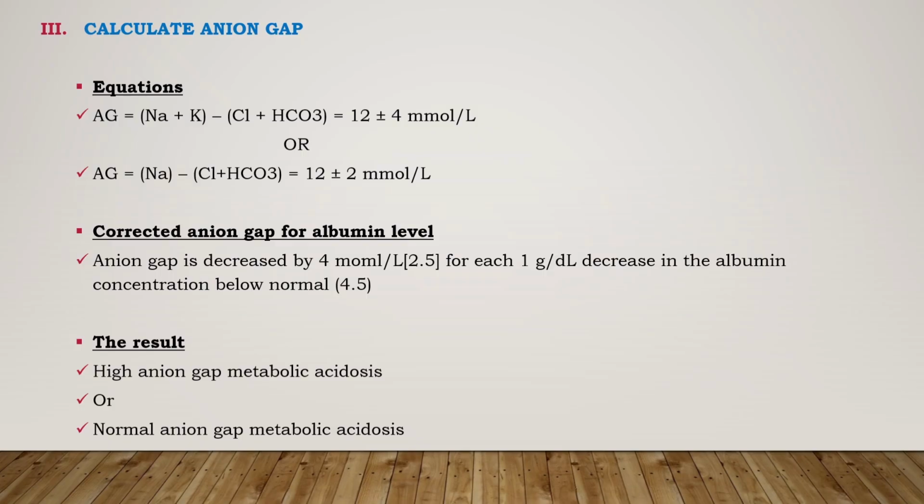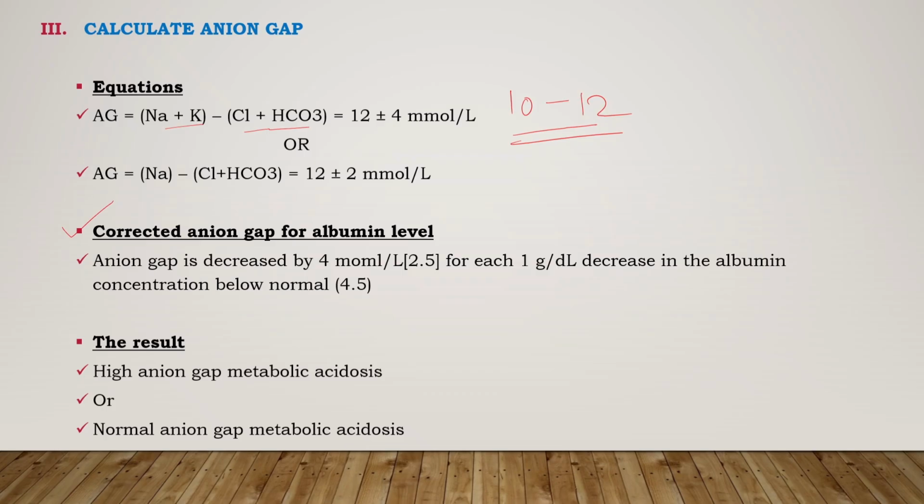Calculate the anion gap in metabolic acidosis. We know the anion gap is calculated by sodium: we add the cations, then subtract them from the anions, and we get 12 plus or minus 4, with an average of 10 to 12.